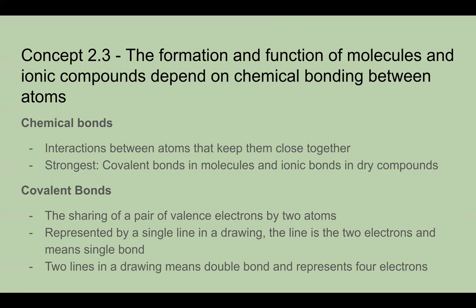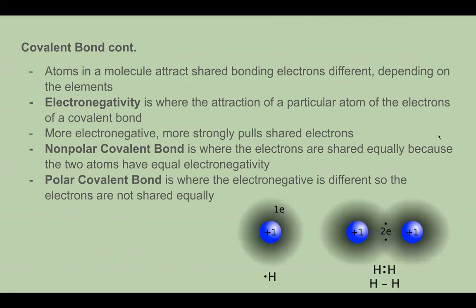Now, the double bond is going to be much stronger than the single bond because it is shorter, so that's where it gets its strength and has more of a charge since it's 4 electrons. Now, more info on the covalent bond. Atoms and molecules attract shared bonding electrons differently, and this depends on the element. This is measured as electronegativity. So electronegativity is the attraction of a particular atom for the electrons of a covalent bond. The more electronegative it is, the more strongly it pulls on shared electrons.